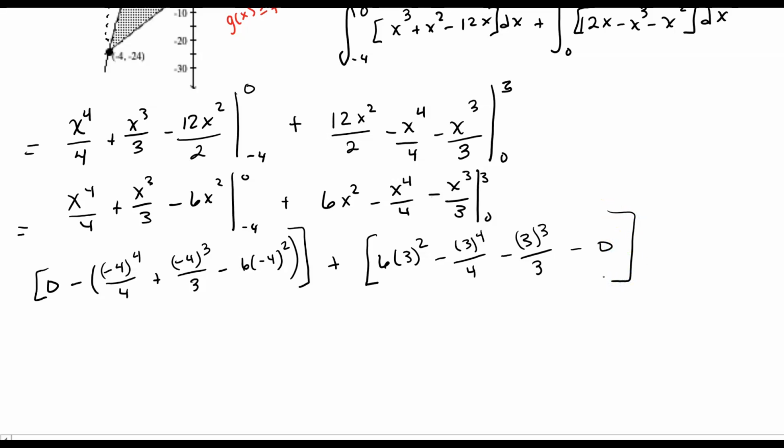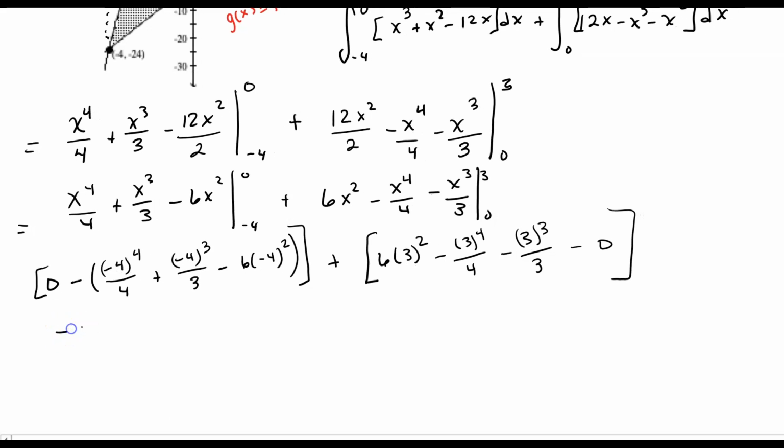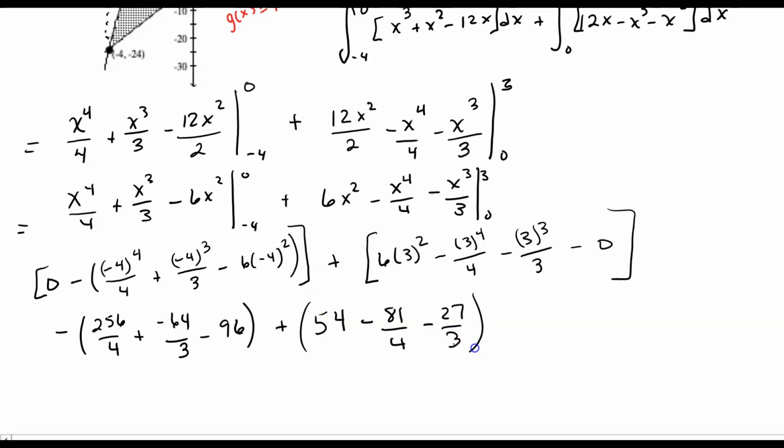So we really don't need the zeros there, but in the first case we do, because we need to show the subtraction and the fact that we're taking the opposite sign of everything. Okay, so I'm just going to go ahead and simplify everything here for you. We get a negative, in this case, 256 divided by 4 plus -64 over 3 minus 96, plus we've got 54 minus 81 over 4 minus 27 over 3. Combine all that good stuff.